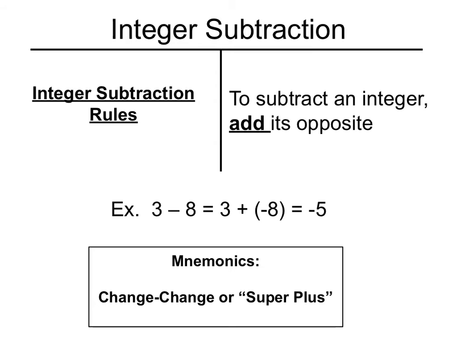Now you'll be exact. So there are two mnemonics we use. One is change subtraction to addition, and change the second number to its opposite. The opposite of a positive 8 is a negative 8. And I'm going to demonstrate super plus on the next page.